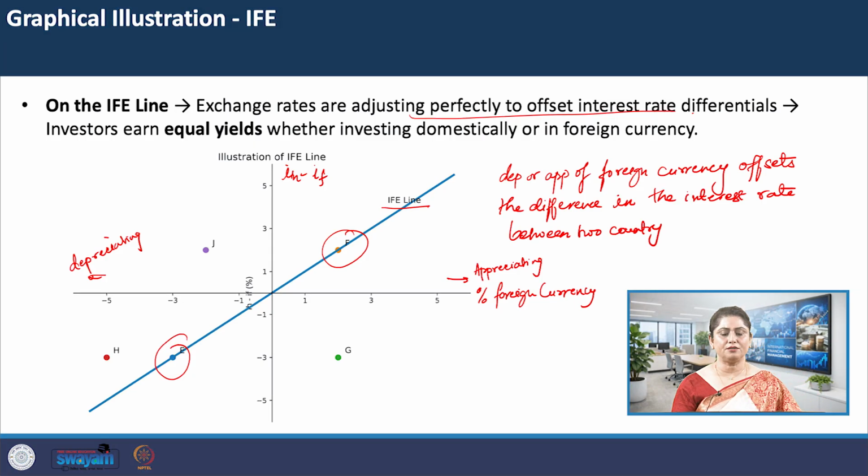Every point on this line represents a situation where the exchange rate has adjusted perfectly to offset the interest rate differential. If interest rate is 3% higher, the foreign currency has depreciated by exactly 3%. The higher interest earning is completely wiped out by the currency loss. The investor earns the same return whether they invest domestically or abroad. This is the ideal world for IFE. But of course, real life places points off this line. Let us look at what those mean.